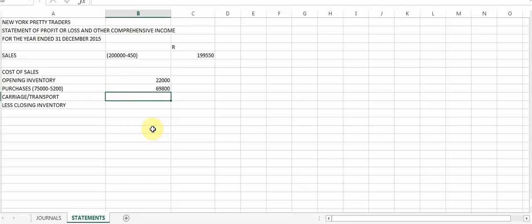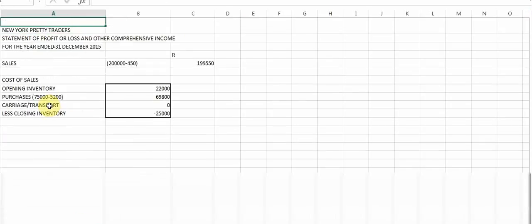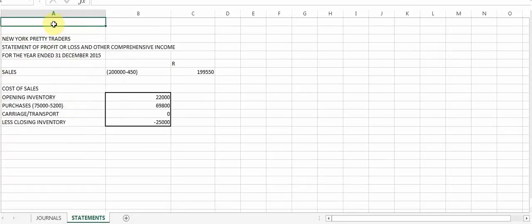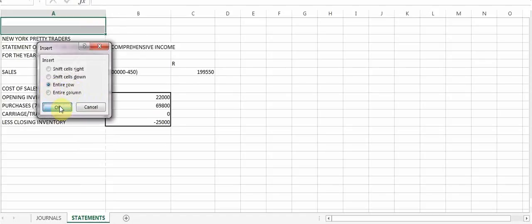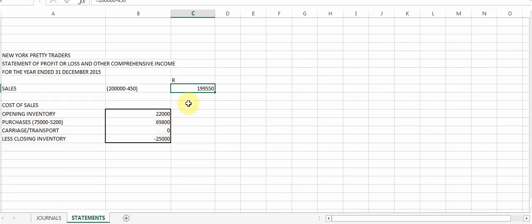Was there any carriage amounts in this question? Not in this specific one. And then I need to less my closing inventory. And that inventory amount was given to me in note number 5 as 25,000 rand. So here I now need to go and calculate my total value, and you will see, to insert a line here to make sure that you guys can see. Right, so there's the name, and there's the sales that I've calculated. The cost of sales I now need to calculate.